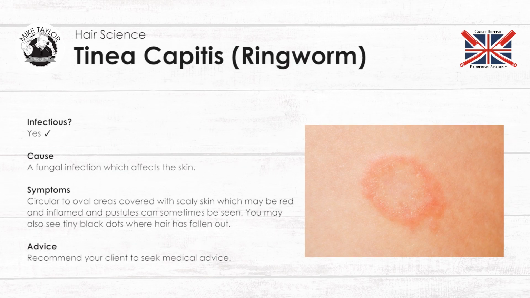Tinea capitis, which is the Latin word for ringworm. Ringworm is infectious. It's caused by a fungal infection which affects the skin. The symptoms are you will see circular to oval areas covered with scaly skin which may be red and inflamed, and pustules can sometimes be seen. You may also see tiny black dots where the hair has fallen out. Recommend your client seek medical advice. To help you remember the word tinea capitis, remember that tinea capitis sounds like tiny caterpillar.